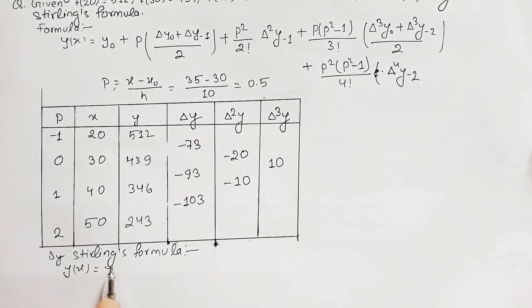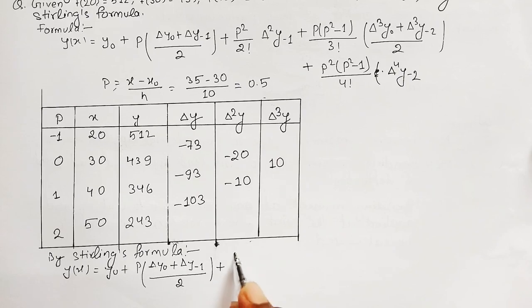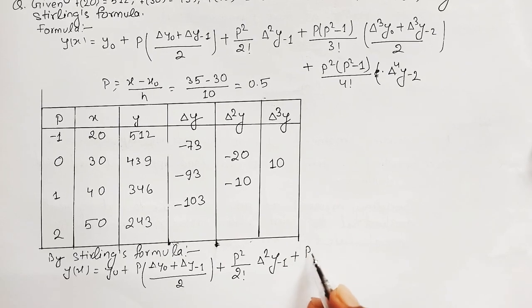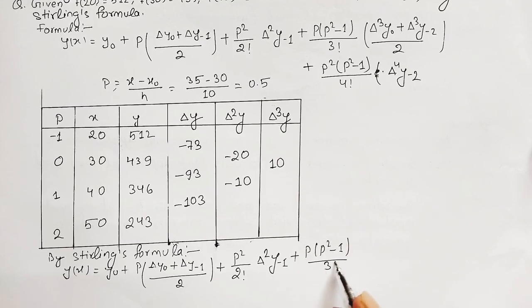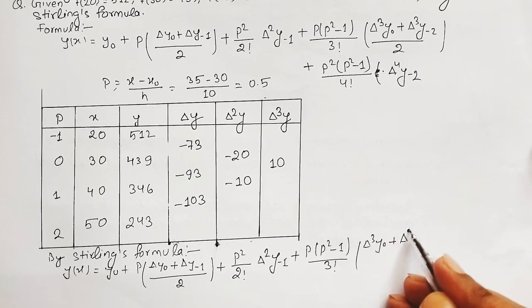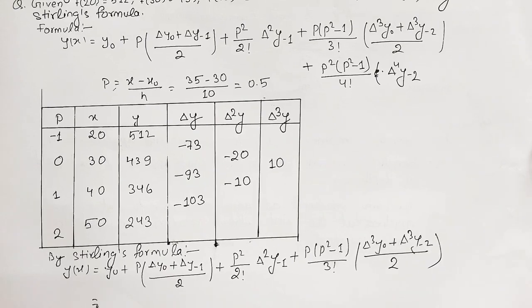yx equals y naught plus p times (delta y naught plus delta y minus 1) divided by 2, plus p square by 2 factorial delta square y minus 1, plus p times (p square minus 1) upon 3 factorial times (delta cube y minus 1 plus delta cube y minus 2) upon 2. So now substitute the values.